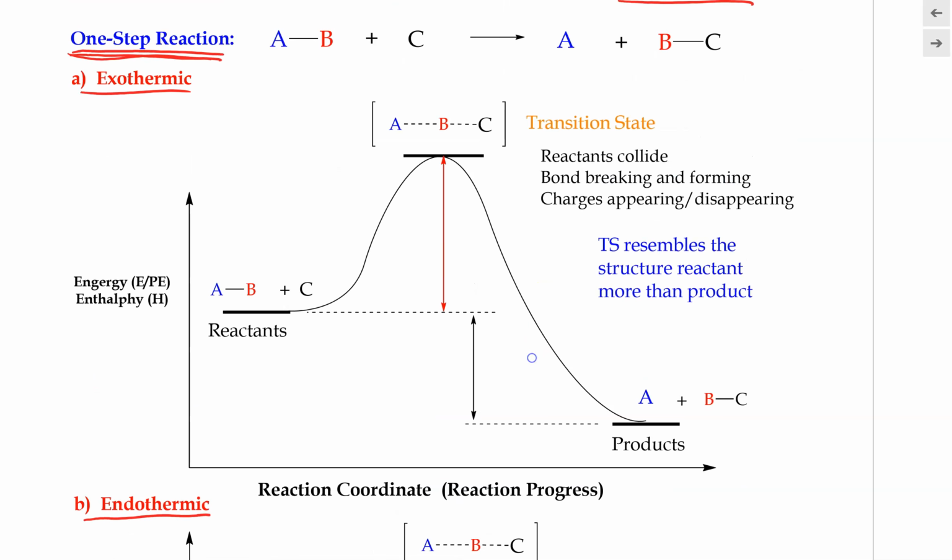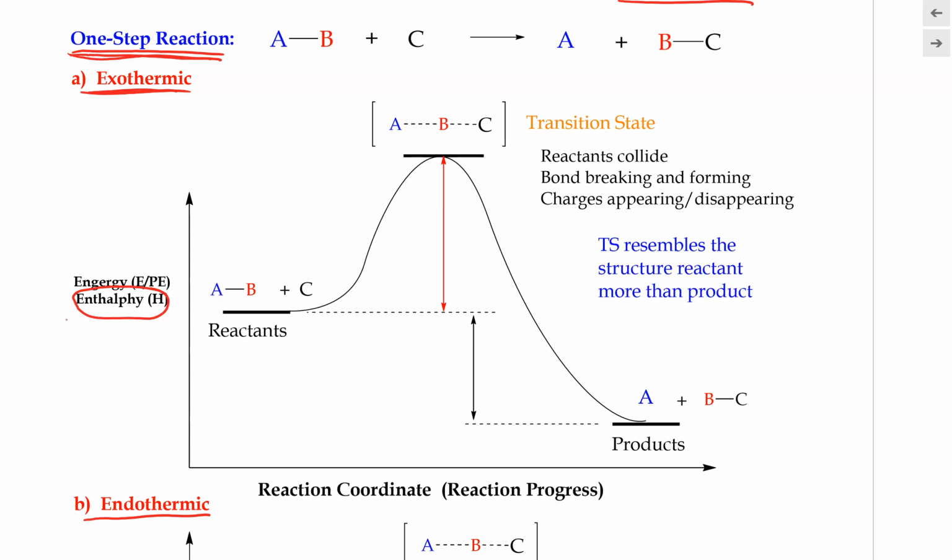So let's now consider the first scenario. Let's say we have a one-step exothermic reaction. So how would we construct an energy diagram? Here on this axis, we can put various variables that we are interested in. We can put energy, potential energy, or also enthalpy. And in this case, since we are discussing endothermic and exothermic reactions, our emphasis would be on the enthalpy. And that is what we are plotting right here.